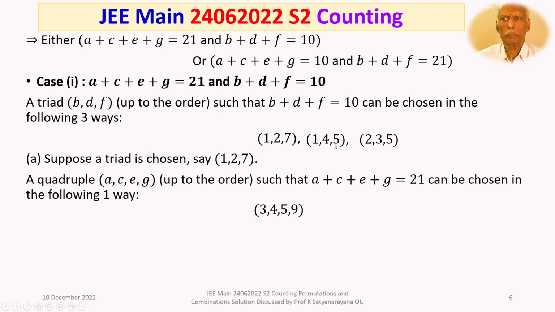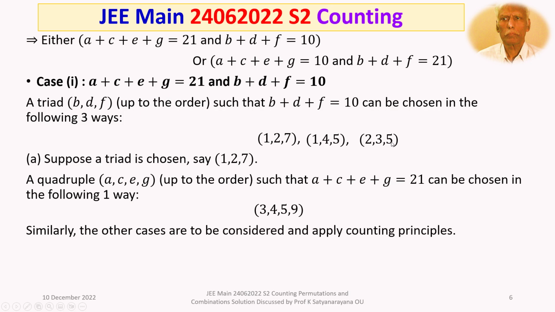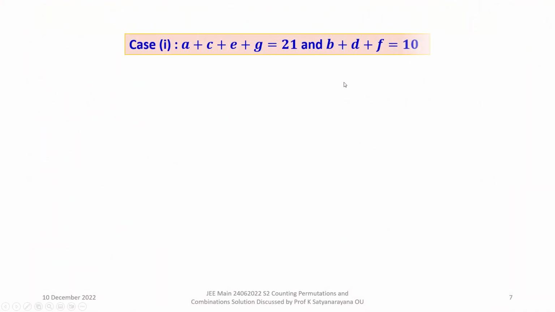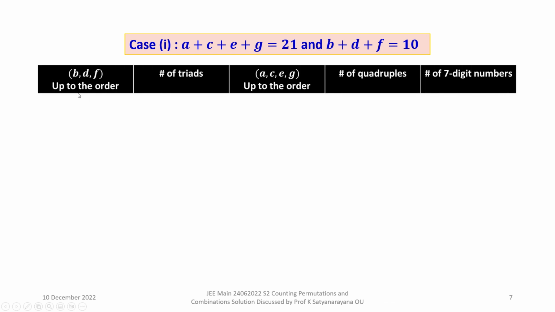So similarly, 1, 4, 5 and 2, 3, 5 can be discussed, and we apply the counting principles and get the number of 7-digit numbers. Okay, we'll go to the table. So take case 1. So BDF up to the order, which we have already seen: 1, 2, 7; 1, 4, 5; 2, 3, 5. And if you take 1, 2, 7, the number of triads means the number of permutations of 1, 2, 7.